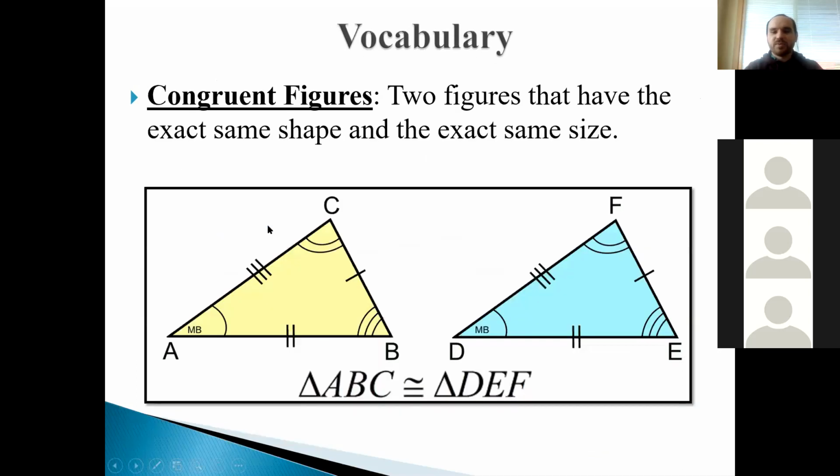Okay. Congruent figures: 2 figures that have the exact same shape and the exact same size. So if you wanted to make this a little simpler, you could say same shape, same size, because honestly, that's really all you need here.